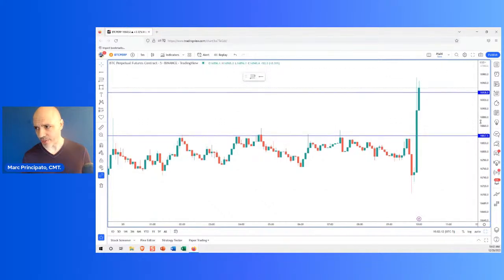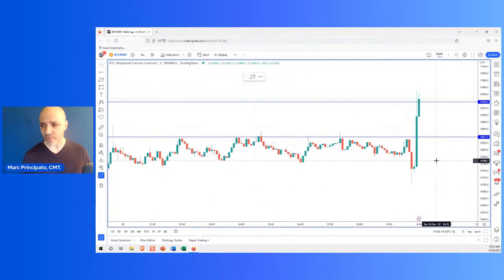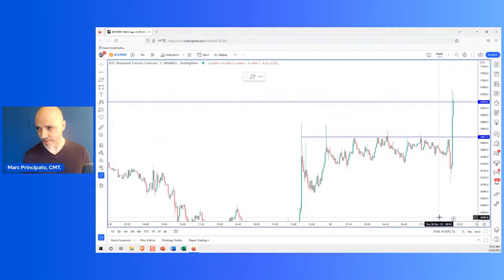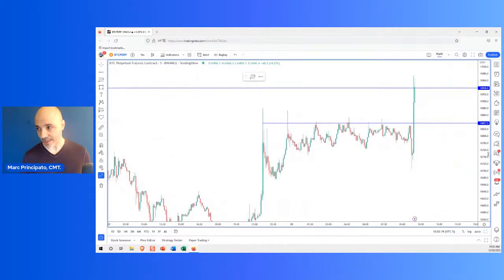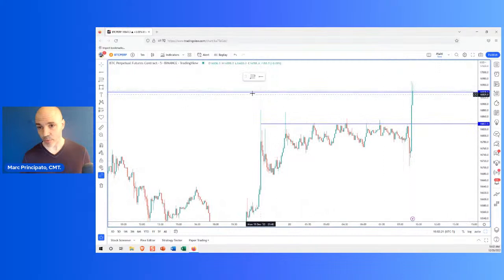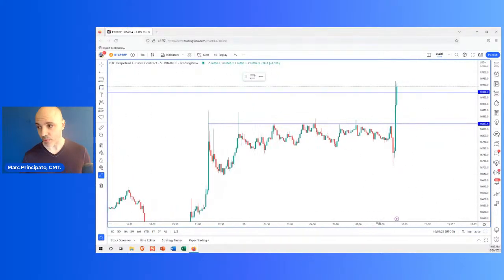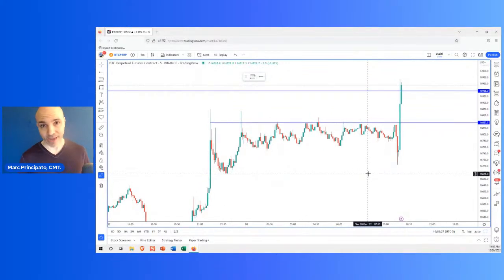So what do I do here? Do I chase this thing? No, I'm not going to chase this. This new piece of information, right? Basically the higher high, that's a higher high. And we're messing around with this resistance right now. But what do I do with this information? I'm not going to react to it.